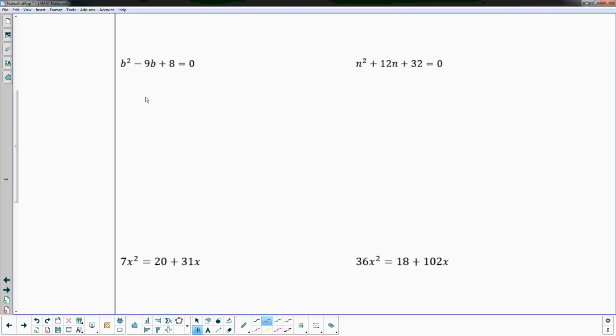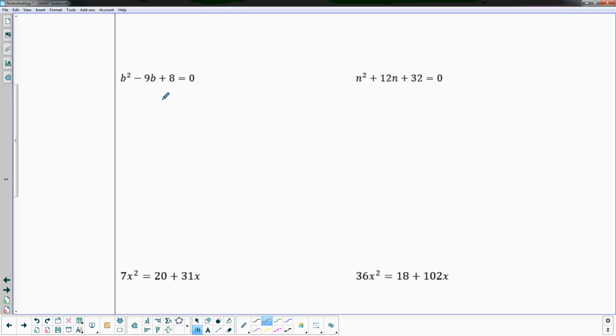Let's look at a couple of these. These ones are a little bit harder, and if you want to, you can pause the video and try them. I'm going to go ahead and talk through these ones just to help us out with our factoring skills a little bit. So on the first one here, it's already equal to 0. I do have to factor this side, but there's nothing in front of b squared. So I just have to think about what two numbers multiply to give me +8 and add up to -9.